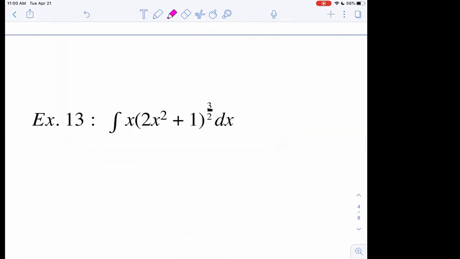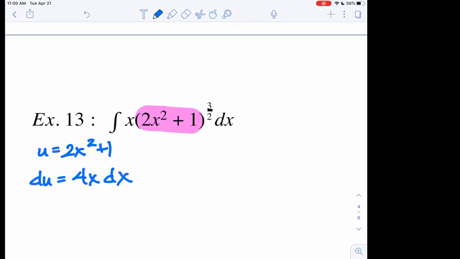Whatever's in the parentheses. Yeah, so that 2x squared plus 1 for sure. Good. So u equals 2x squared plus 1. All right. That makes my du 4x dx. All right. What do I have to do before I can substitute in? Divided by 4. Good. 1/4 du equals x dx.